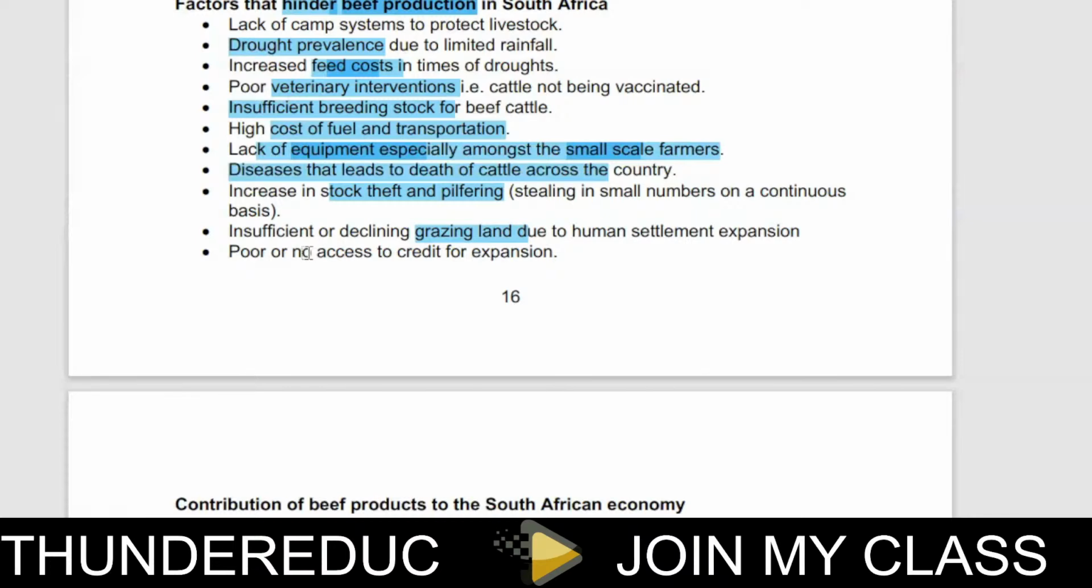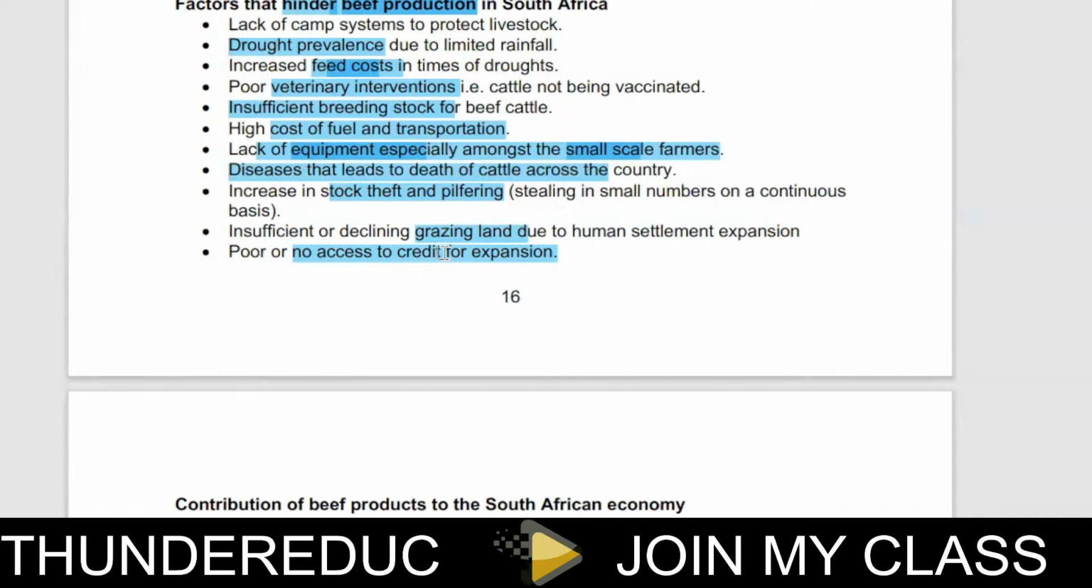And lastly is poor or no access to credit for expansion. When we talk about no access to credit, it simply means some of these farmers don't have enough security if they go to these financial institutions. So let me say you don't have enough capital for you to use while in this sector. And now, who are those ones who can borrow you money? It's the financial institutions, the banks. And then when you go there, you don't have enough mortgage or securities that you can give them.